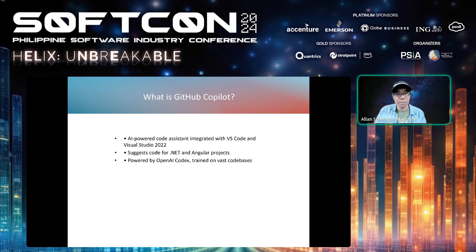So Copilot not only helps with auto-completing code, but it can also help generate boilerplate code, suggest best practices, and even help with repetitive tasks, saving you time and reducing coding errors. It's like having an AI-powered pair programmer, right? That works alongside you in real time.